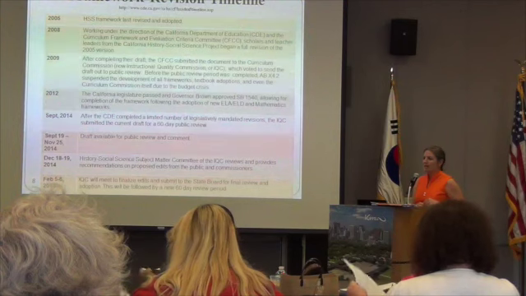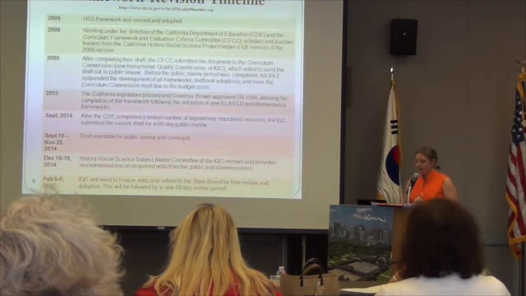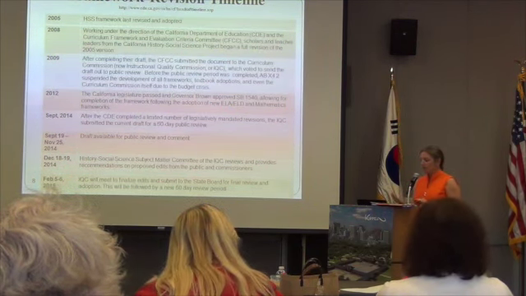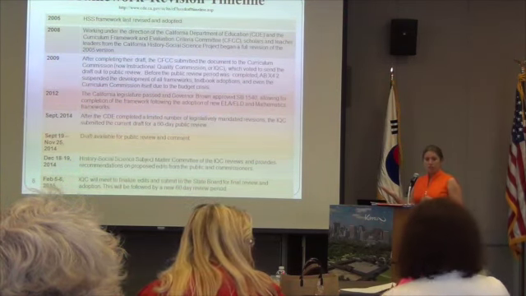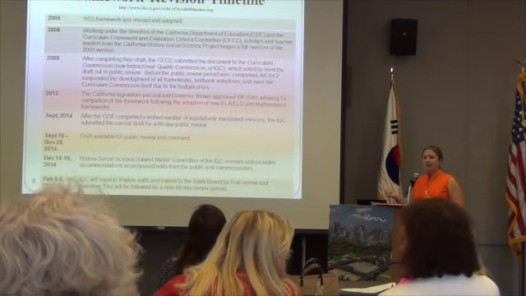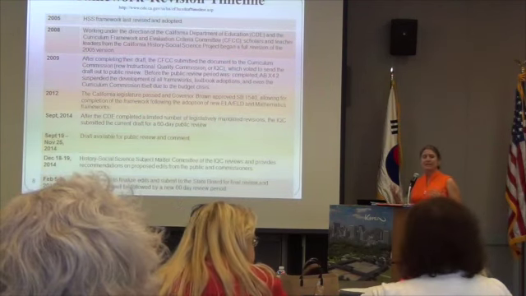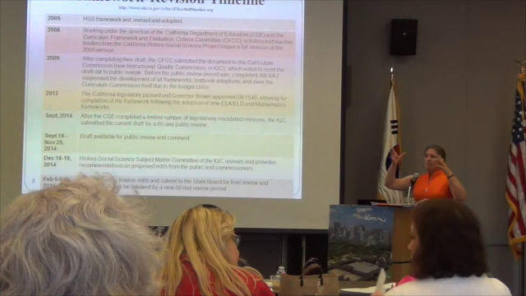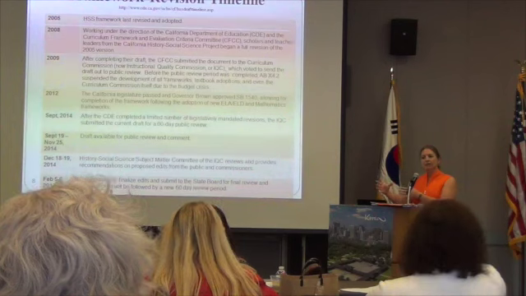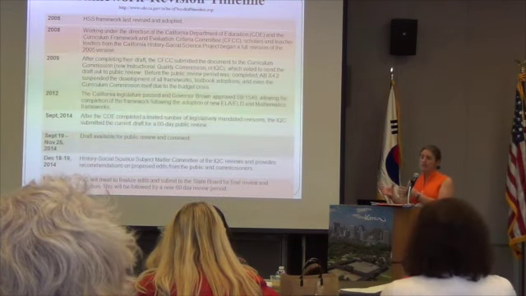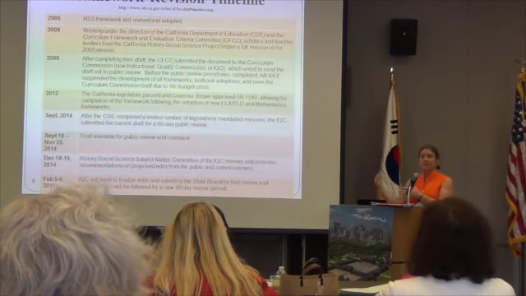This is the timeline of the framework revision. I mentioned our current framework is in the process of being reviewed. In 2005, California adopted its most recent framework. Then in 2008, efforts were made to revise that framework. However, because of the budget crisis, it went to public review, and during that public review process, the legislature halted the review because there wasn't enough funding to continue.